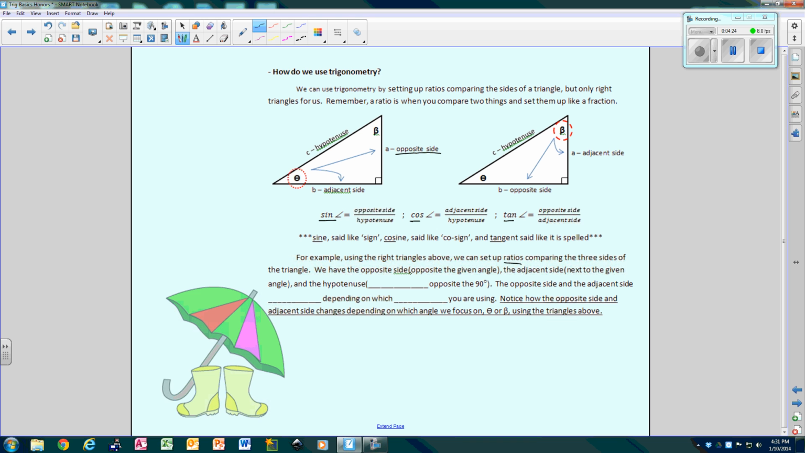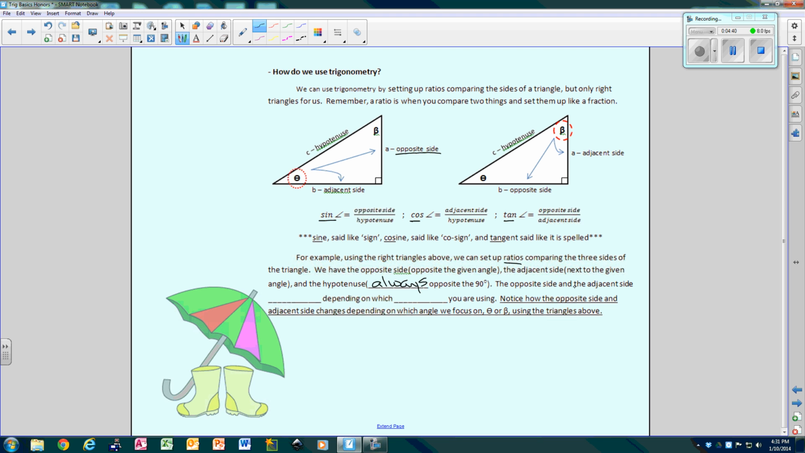We have the opposite side, which means opposite whatever angle we're talking about. You have your adjacent side, which is the angle that's next to what you're talking about. And then you have your hypotenuse, which is always opposite 90 degrees. Okay, this one is always opposite 90 degrees.